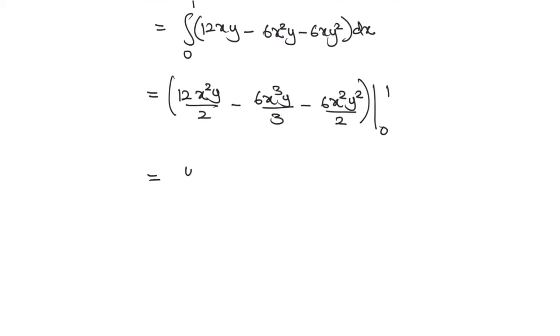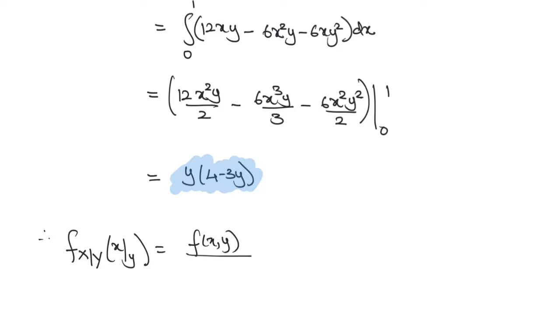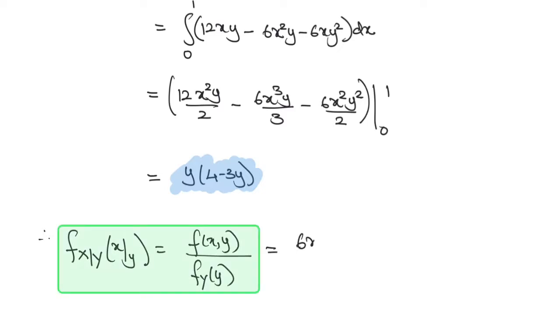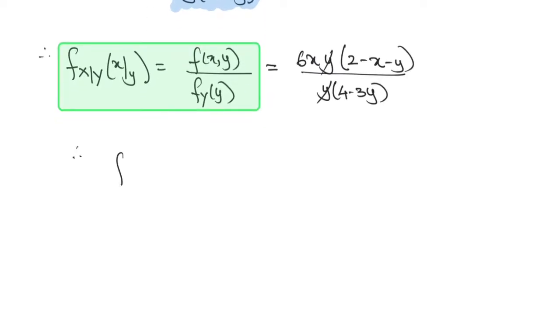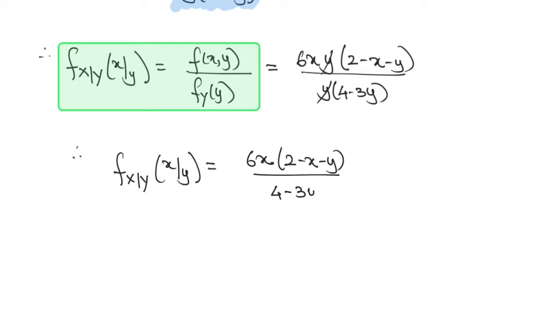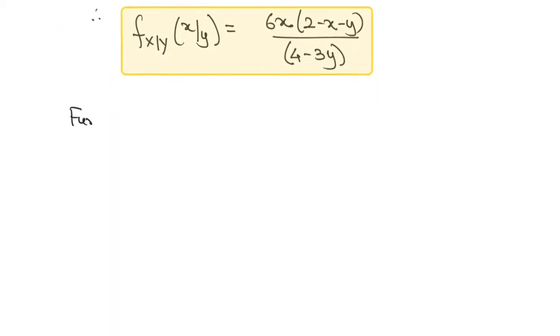As a result, we can calculate the conditional PDF to be equal to the joint PDF divided by the marginal, and the resulting answer ends up being 6x times (2 minus x minus y) divided by (4 minus 3y).